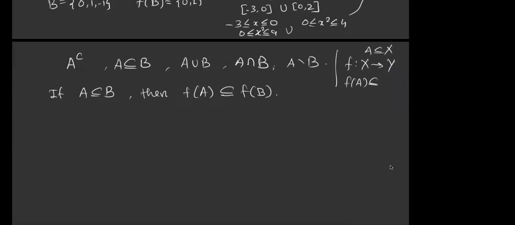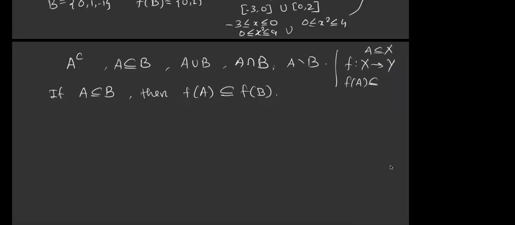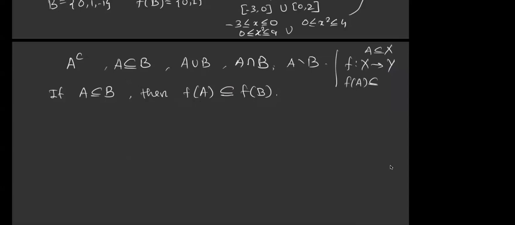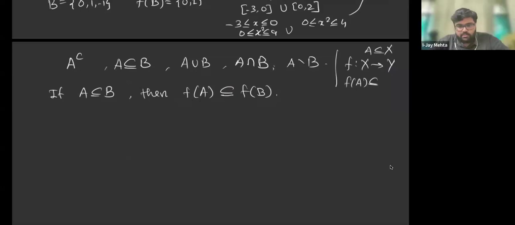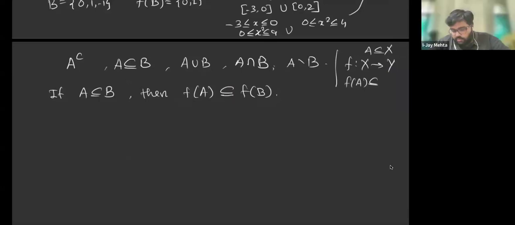Now A is a subset of B. So x belongs to A, which implies x belongs to B as well. And we know that y is equal to f of x. So there exists an element x belonging to B such that y is equal to f of x. So y belongs to f of B. So if y belongs to f of A, then y belongs to f of B, which implies f of A is a subset of f of B.